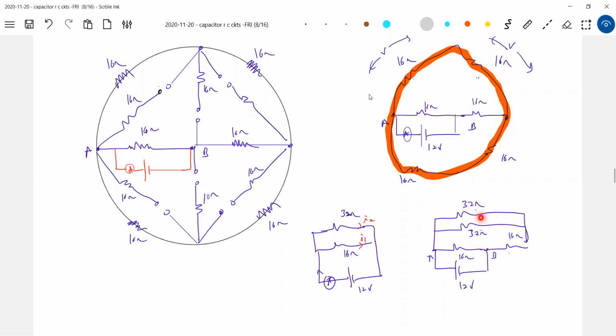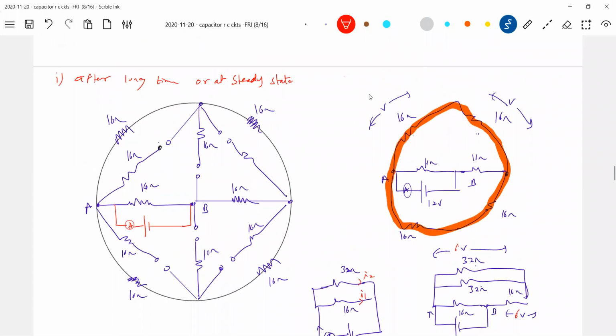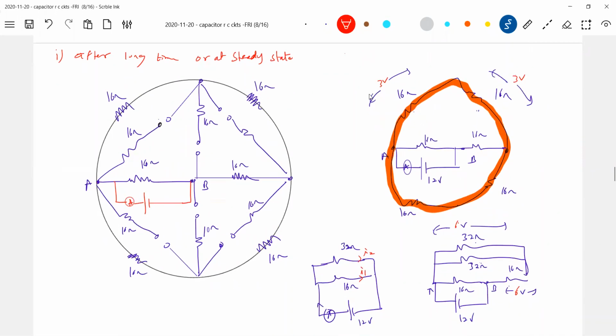Yeah? This will be 16, no? So this 16 volt will be shared. So 6 and 6. 6 volt it is. I'll write in red color, 6 volt. Okay, this 6 volt will be shared and this will be 3 volt. Shall we write? Okay, if you know 3 volt, you can bring this one. What is the drop here? 3 volt.